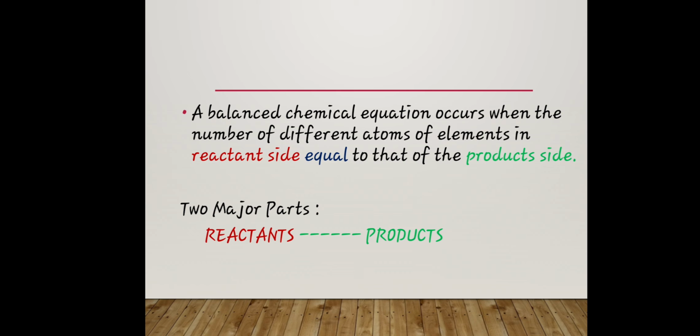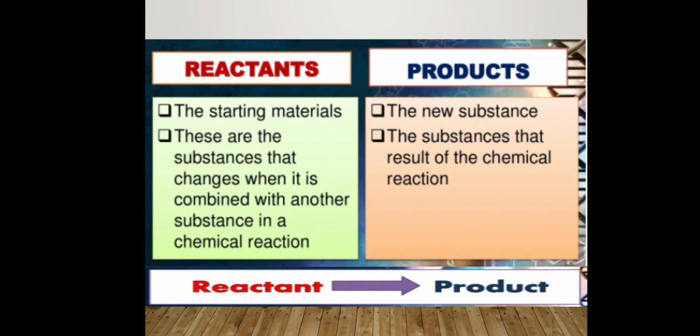So a balanced chemical equation occurs when the number of atoms of each element on the reactants side is equal to that of the product side. So, meaning to say, in a chemical equation, there are two major parts. We have the reactants and the products. The reactant side and the product side. Meaning to say, the reactant side should equal your product side. By that, you eventually solve a certain chemical equation once you balance the chemical equation. Okay, let's move.